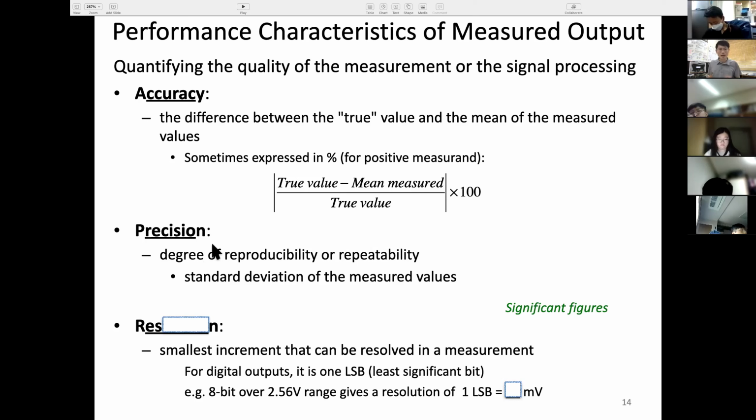And how can you quantify precision? Easily, from the measured values, you can use the standard deviation as a precision, or the ratio of the standard deviation with respect to the average value, which we sometimes call the coefficient of variation. You can use it as a precision.